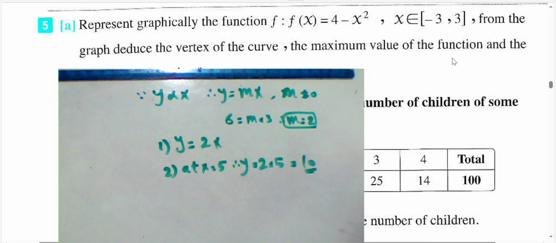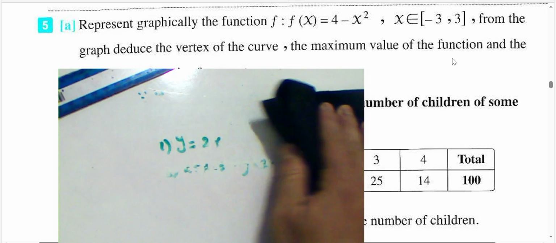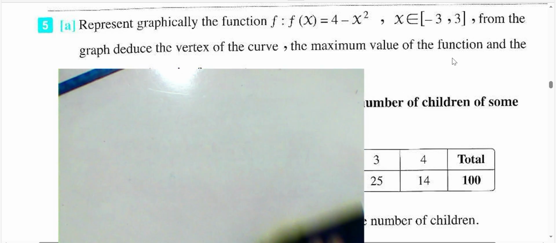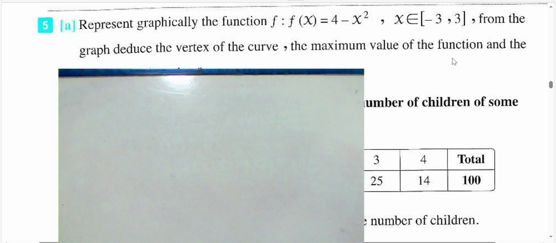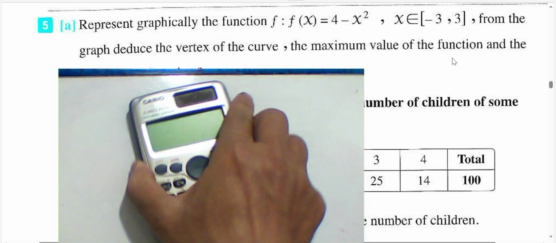Next question. Represent graphically the function f of x equals 4 minus x squared, when x belongs to the interval from -3 to 3. You can use a calculator to draw the function like this.